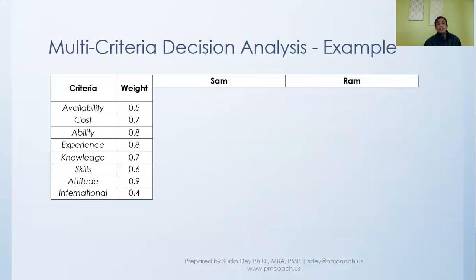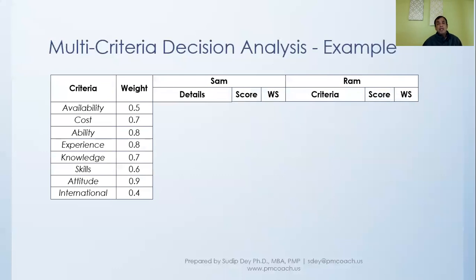Now, let's say we have two candidates we want to decide on, Sam and Ram. So these are the two candidates we want to decide on, who would fit better in our project. And for each of these candidates, we'll look at the criteria, we'll look at the score, and we'll look at the weighted score.